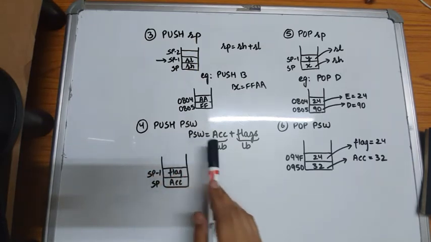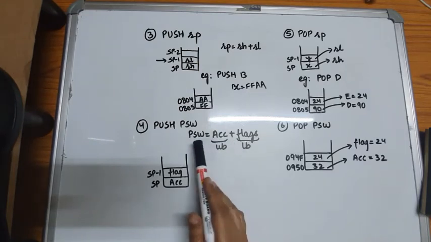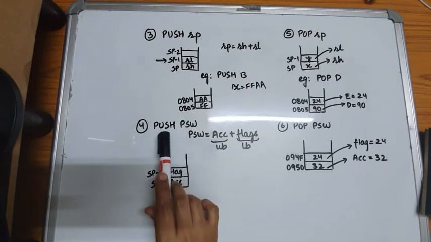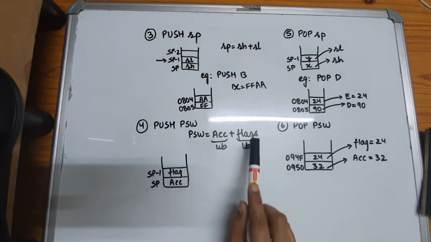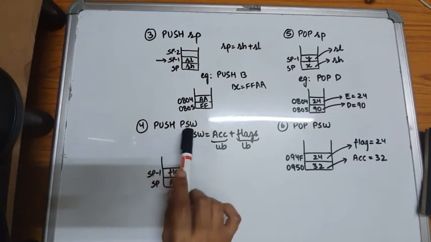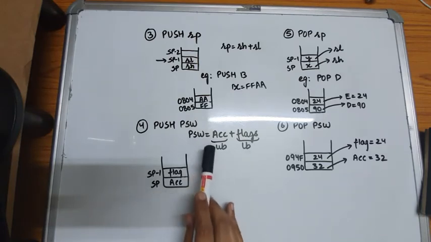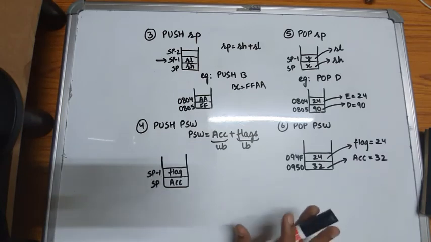PSW is the program status word, and the program status word is a 2 byte content. The upper byte is the accumulator and the lower byte is the flag. So whenever we do push PSW, same as happened here, the accumulator will go into the upper address and the contents of the flags will go into the lower address. So whenever push PSW is executed, the content of the accumulator will go into SP and the contents of the flags will go into SP minus 1, whatever the contents of accumulator and flag may be.